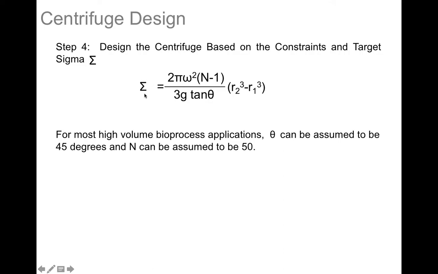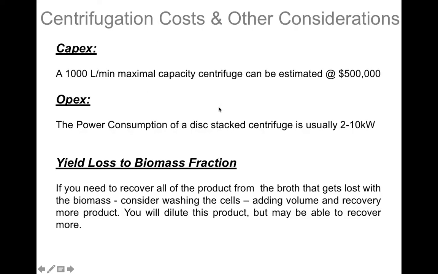So the sigma is a function of the centrifuge design, which would be the outer radius, inner radius, the number of discs, how fast you're going to spin the centrifuge, and the angle. And for most high volume bioprocess applications, you can assume theta would be 45 degrees and n could be 50. So you can just assume that you're going to get an off-the-shelf centrifuge that's 45 and 50 of a given size, and that can give you a calculation of how fast this needs to spin.